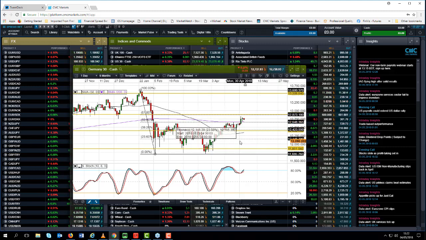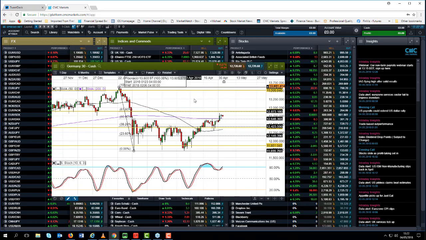find decent support around about 12,645, 12,650, and there's significant resistance above 12,800. So I think that's probably going to be the range of it for the time being.